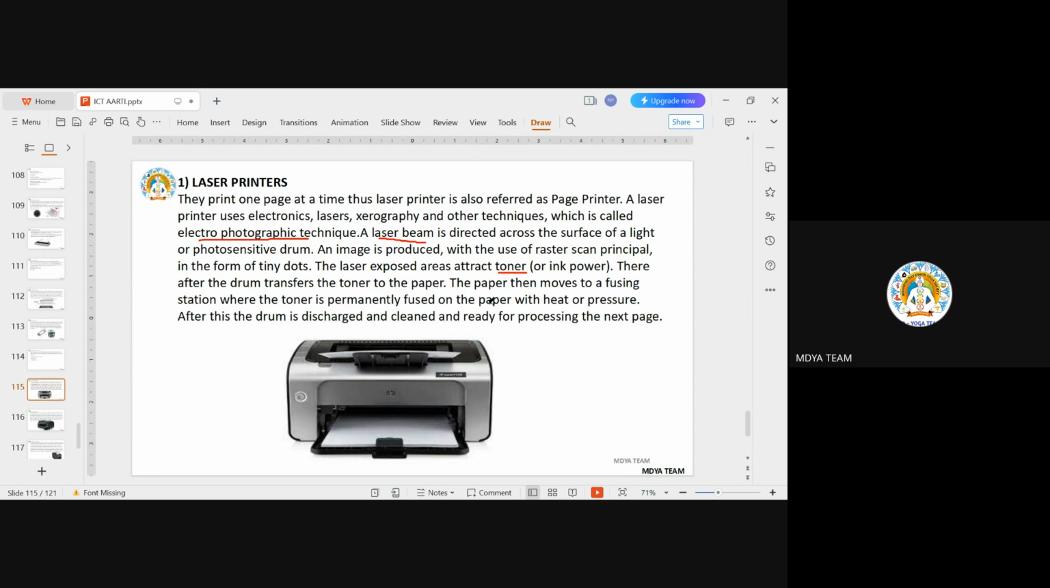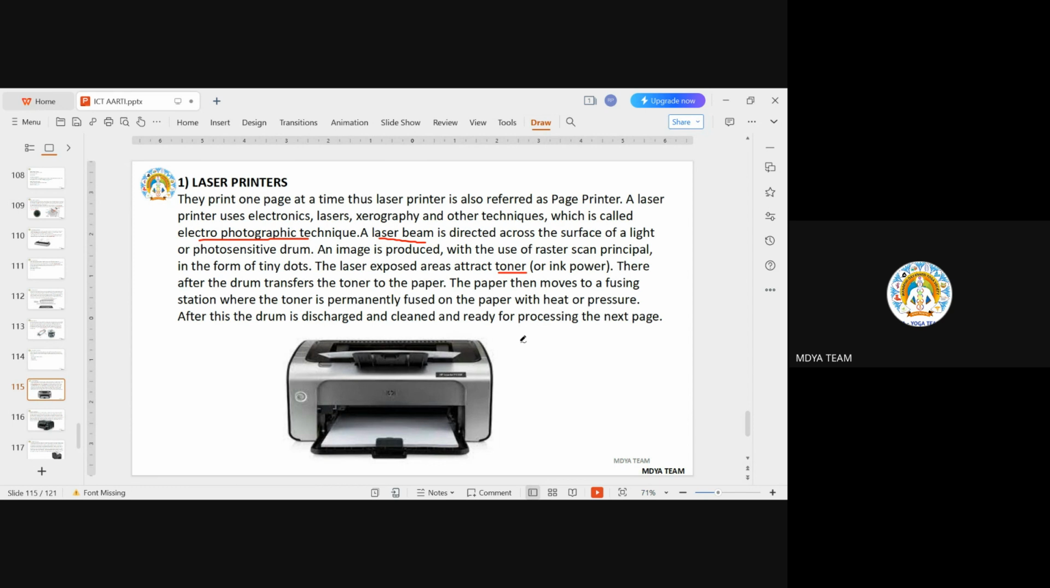The paper then moves to a fusing station where the toner is permanently fused on the paper with heat. When you give electricity to the printer, it generates heat. That's why the dry ink, the toner, is converted into liquid ink. So this way your printer is able to print the text.